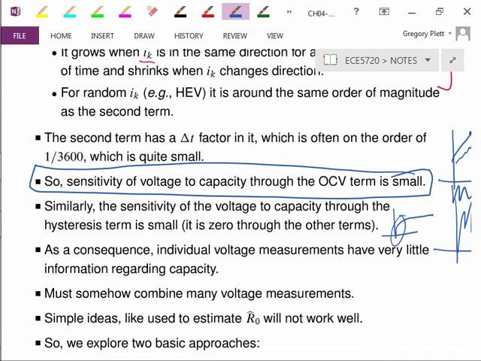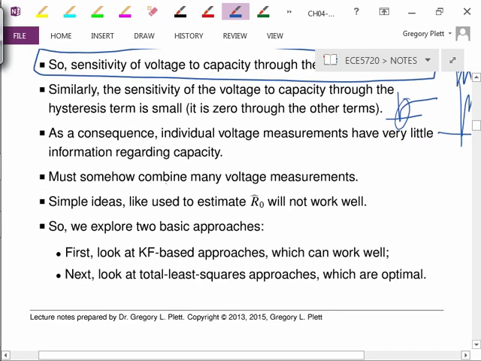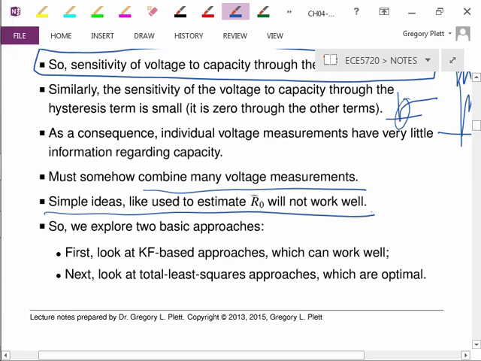So individual voltage measurements, one voltage measurement at a time, or maybe two consecutive voltage measurements, give us very little information regarding capacity. So somehow we have to combine many voltage measurements. Simple ideas like the one we use to estimate the series resistance just don't work. They don't work well. So in the rest of the chapter, we're going to look at two basic approaches.